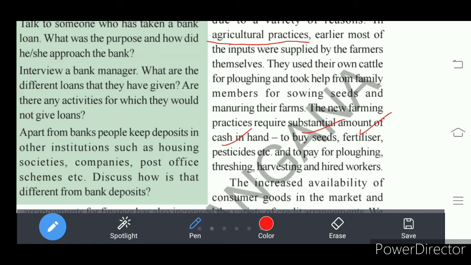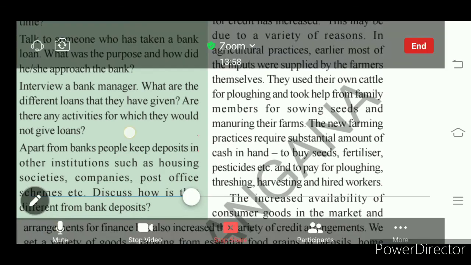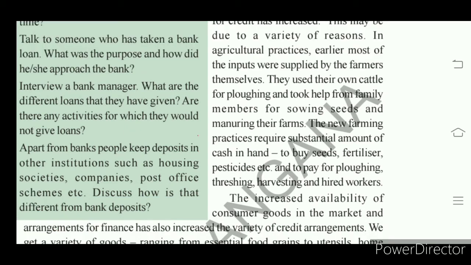They want to buy the seeds. They want to buy fertilizers and pesticides. Right? For all these works, there is a need for cash. So for getting cash, it is essential for farmers to take a loan, that is credit. Understand? So for various reasons, people may take credit. This is for agriculture practices.